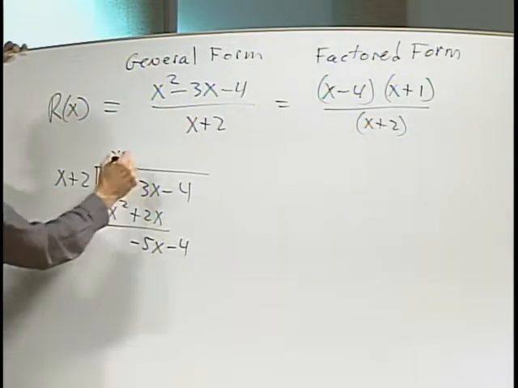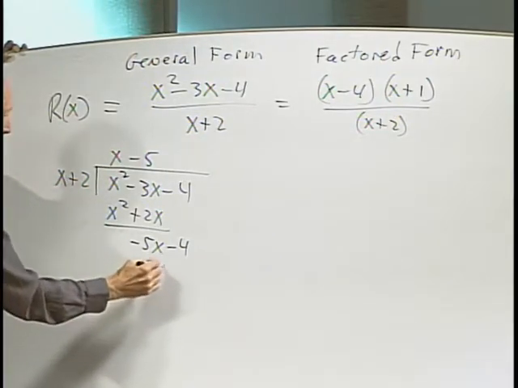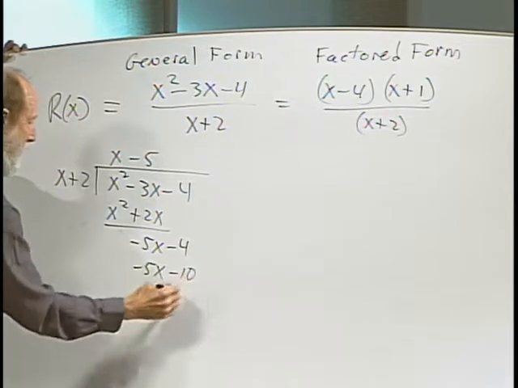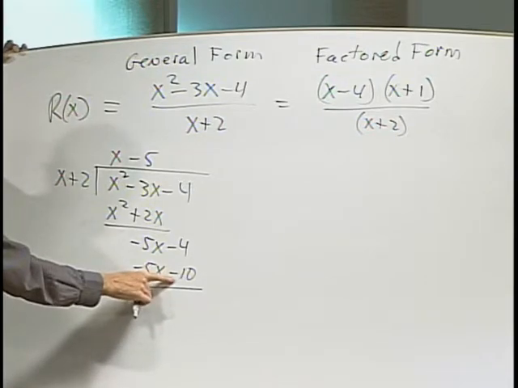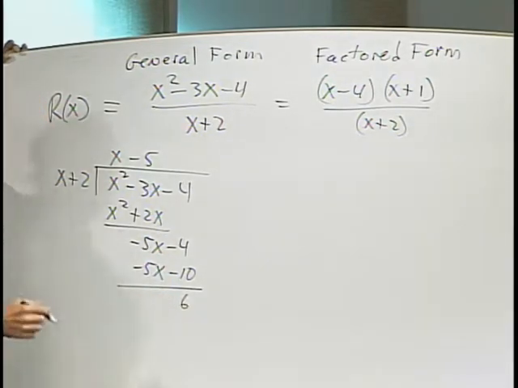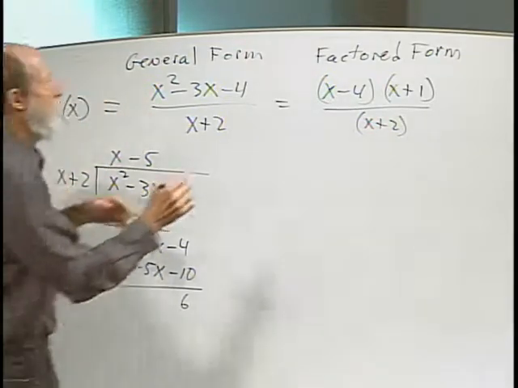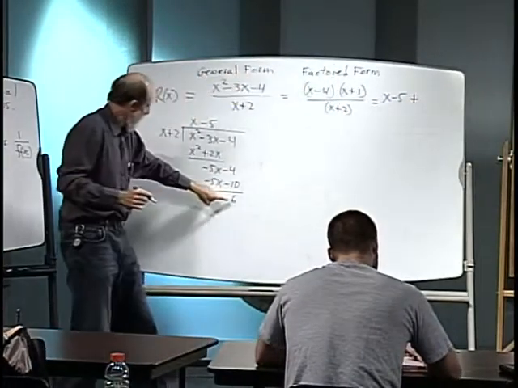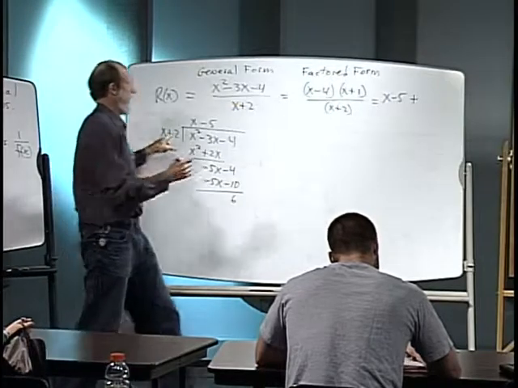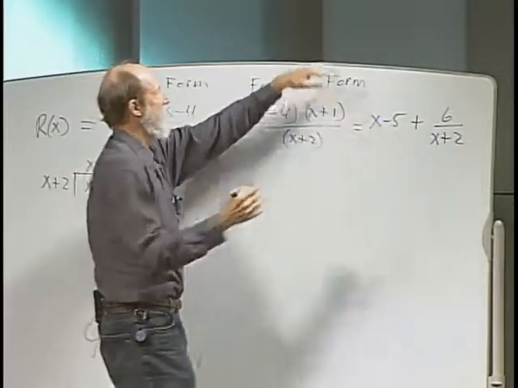Now x goes into minus 5x minus 5 times. And multiplying now minus 5 times this, we get a minus 5x matches, minus 10. And then we mentally again change the signs here, lose the 5x's. This becomes positive 10, and negative 4 is positive 6. So the quotient form of the original rational function is going to be the quotient x minus 5 plus the remainder 6 divided by the divisor, which was x plus 2. So this is called the quotient form.